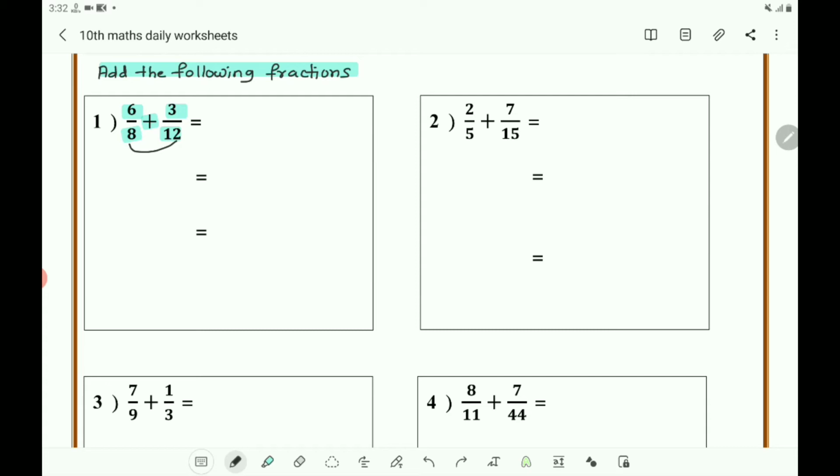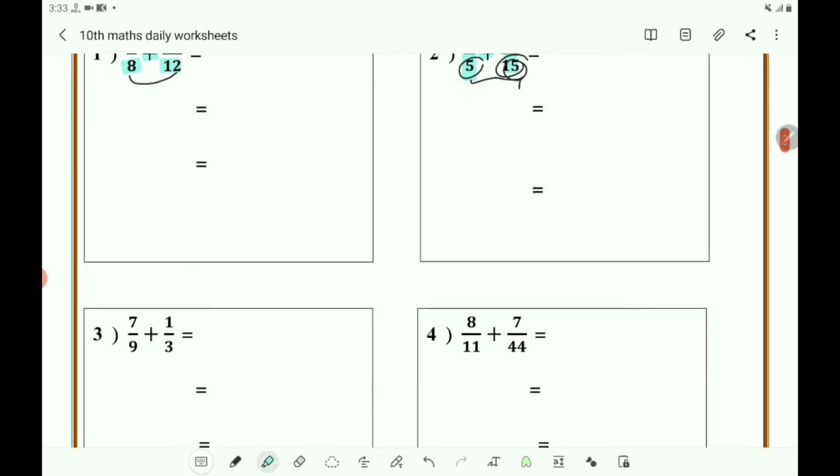Then 2 by 5 plus 7 by 15. Here also get the LCM of 5 and 15. You can use the division method, or otherwise you know that here 15 is a multiple of 5. Then 15 becomes the LCM. That also you can follow here. If one number is a multiple of the other, that greater number becomes the LCM. Follow the same steps here.